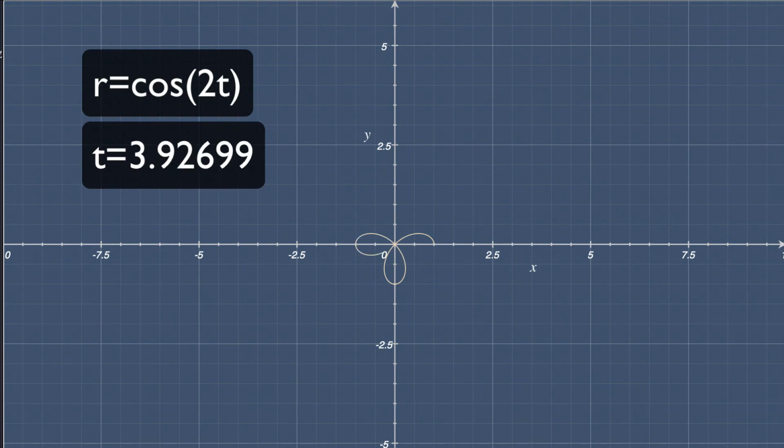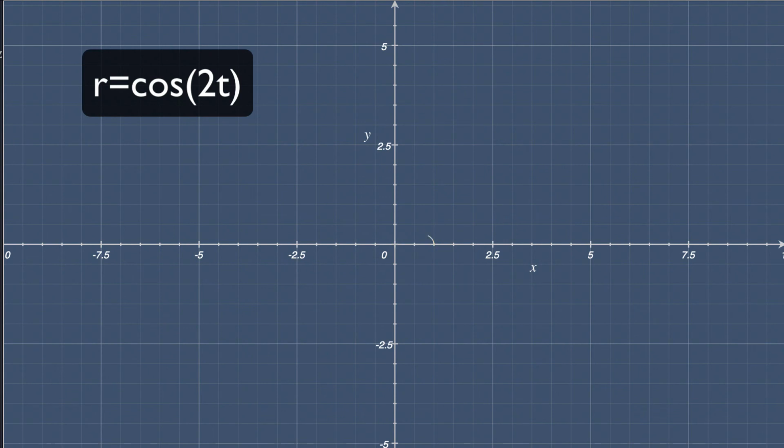So we'll plot the different points for t as we cycle through. At different values of t, we have different radius values for r. And that's pretty much what it looks like when we try to graph polar curves. We just look and see what happens to r as t or theta changes.